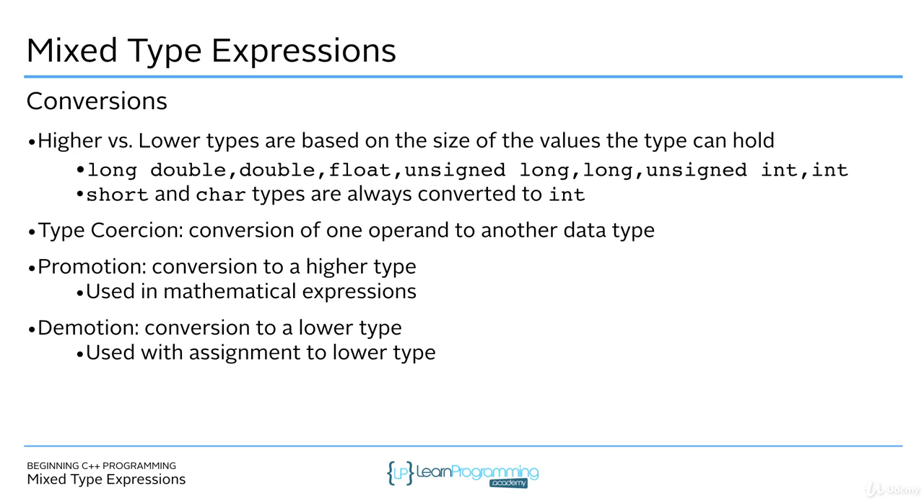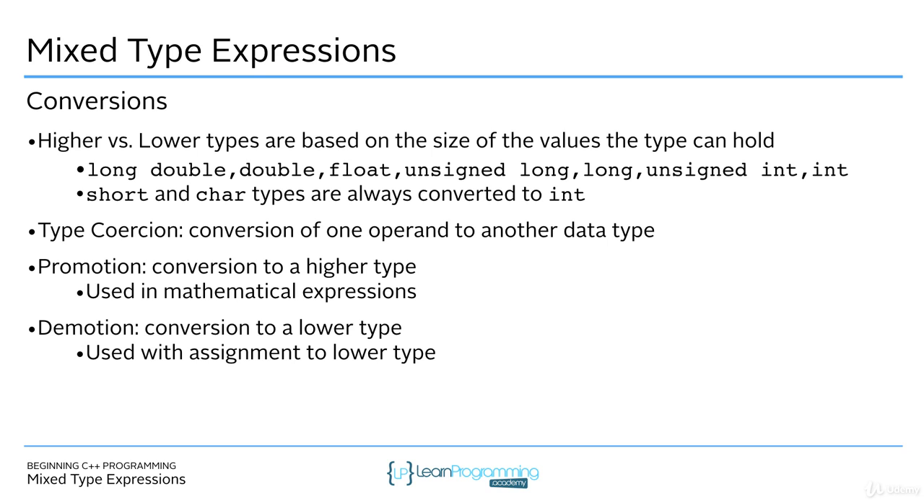So let's learn the terminology. A type conversion is also called a coercion, since we're coercing one type to another. Sometimes this happens automatically, and sometimes we do it ourselves in code. Promotion is when we convert a lower type to a higher type. An example would be when we add an integer and a double. In this case, we promote the integer to a double and then do the calculation.